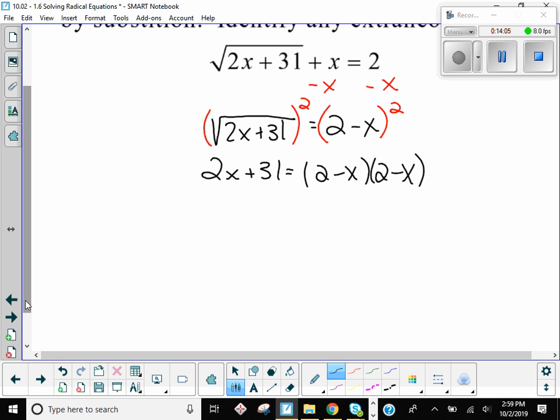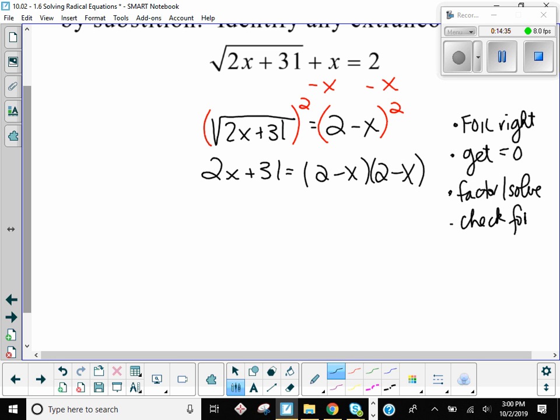So I'm going to give you a few minutes to finish out this problem. And I'll put some hints on the right in case you get stuck. You're going to be foiling the right-hand side. Then you're going to get everything equal to 0 by moving stuff over. Then you will factor and solve. And then you will check for extraneous because we raised both sides to an even power. So take several moments and do that.